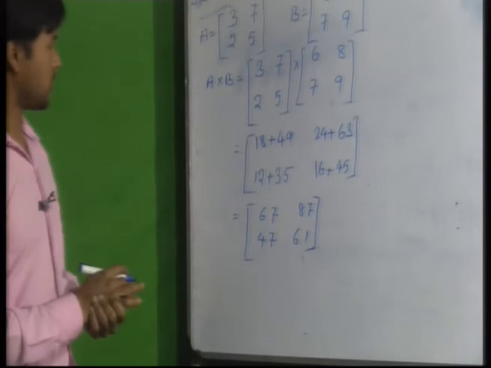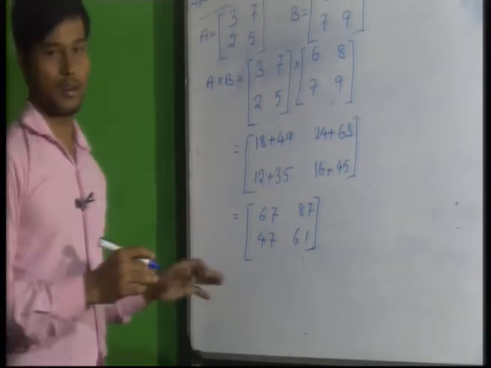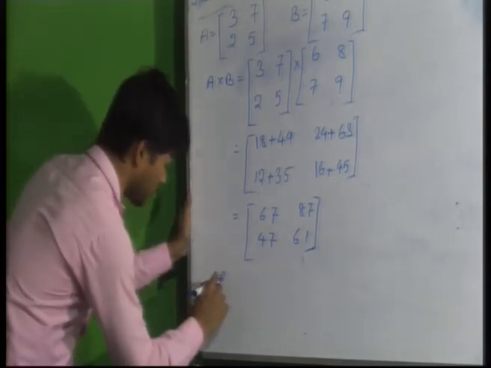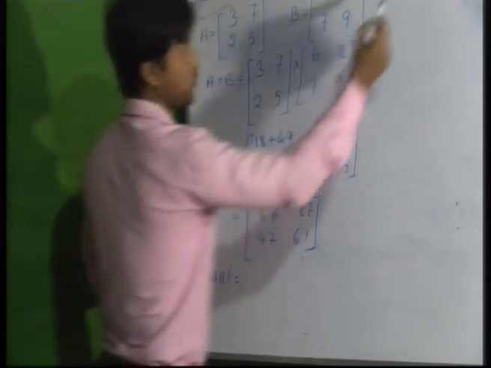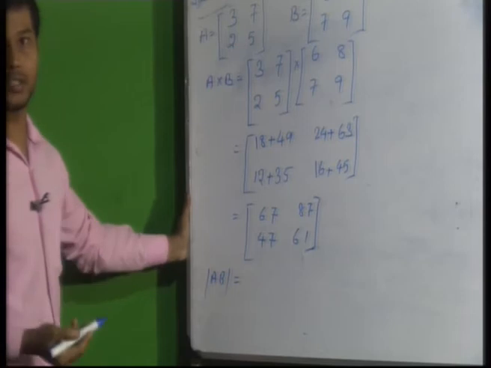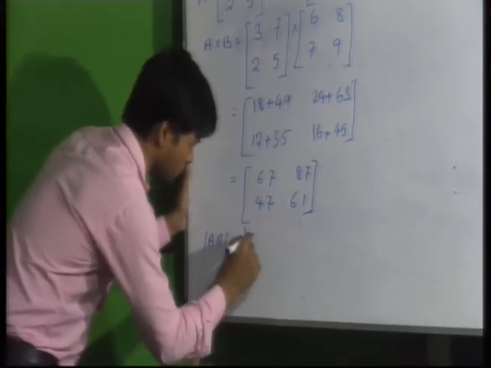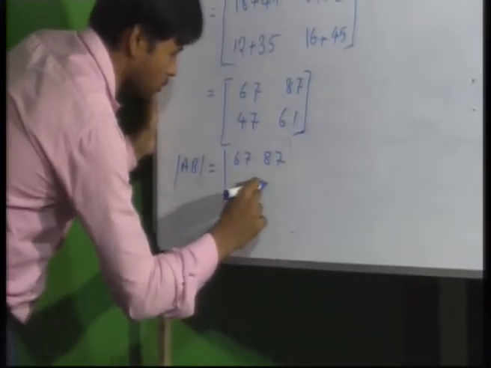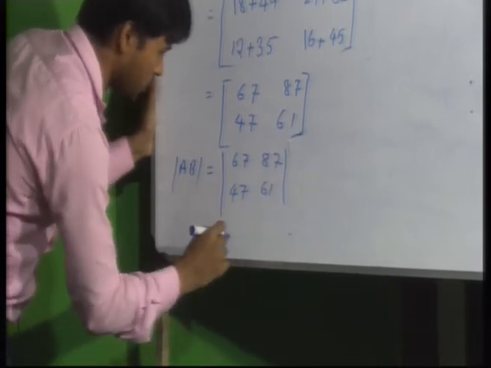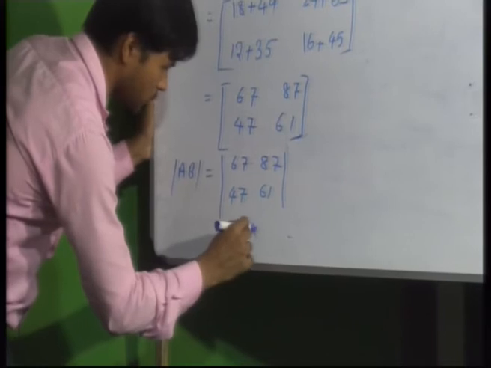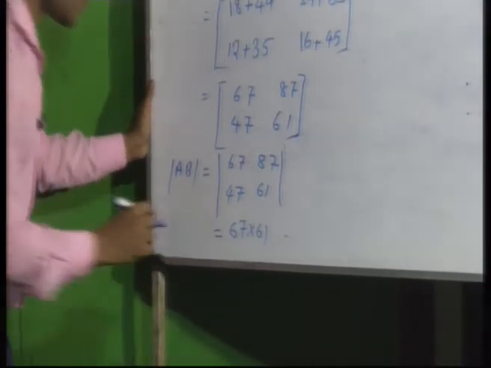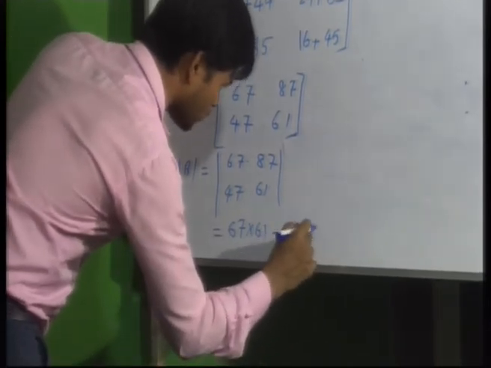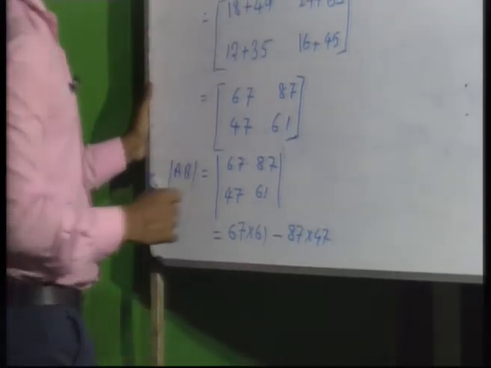Okay, now let's calculate whether the product of A and B, this matrix, is non-singular or not. So for that we have to calculate the determinant of AB, because we have to calculate AB inverse. So we have to check whether the matrix is non-singular or not. So 67 87 47 61. Now do the product. So 67 into 61 minus, multiply this, 87 into 47. Okay, so do the multiplication.